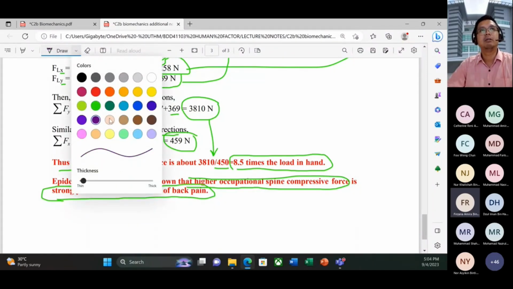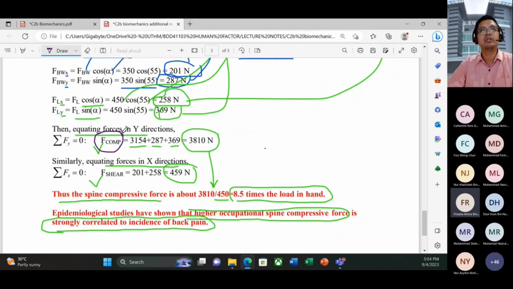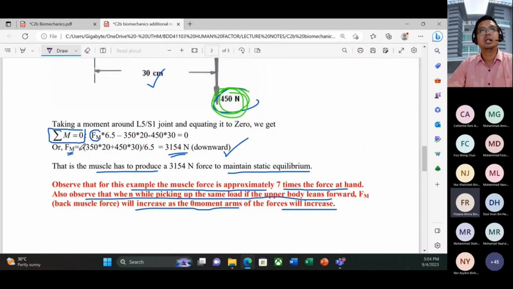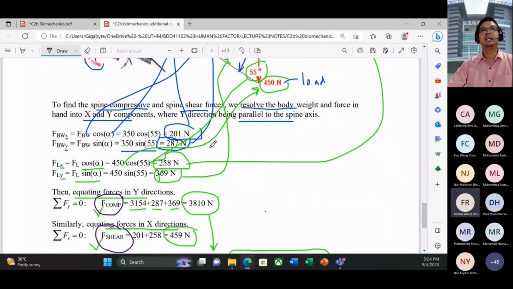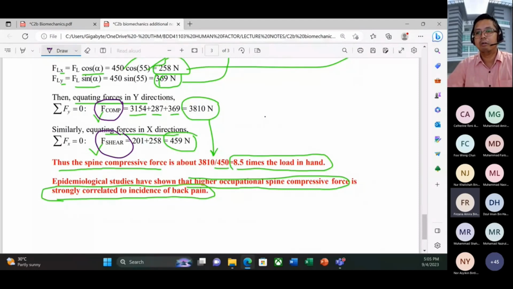Okay, so please find out the compression force, the shear force, and also how we calculate our muscle force. Okay, if you are clear here, we are going to stop our video recording.